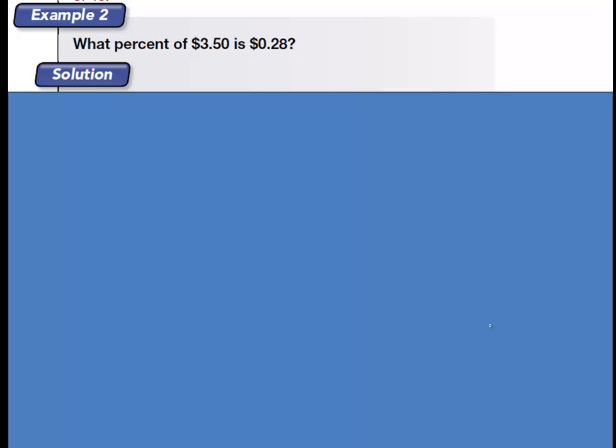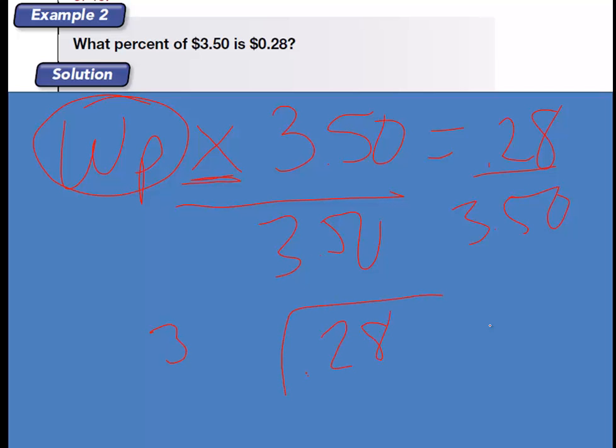Okay, so we start out with what percent of, which means times, 350 is 28 cents. We've got to isolate this, so we have to do the opposite. We're going to divide by 350 on both sides. So it really comes down to 28 cents being divided by $3.50. We've got to move that over 2, so we better move this one over 2.